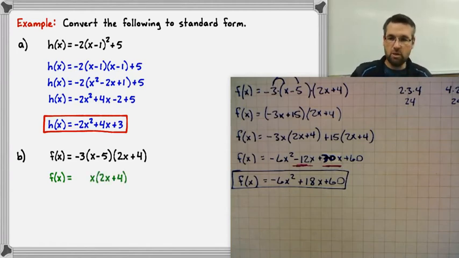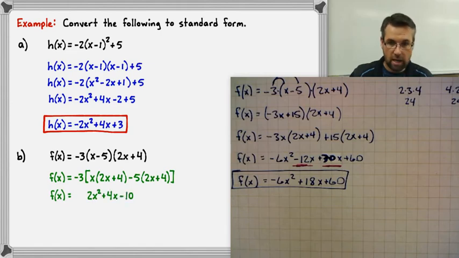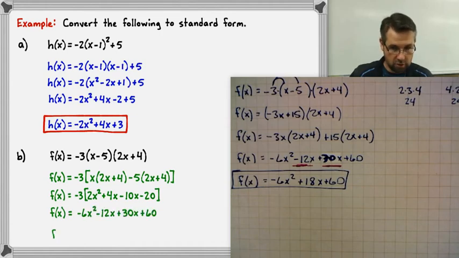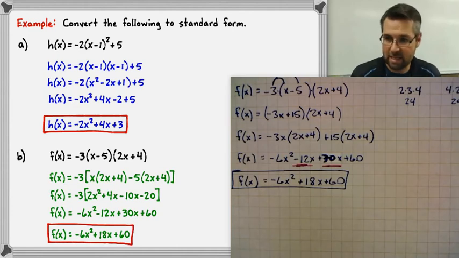You'll notice in the work that's on the PowerPoint, I actually multiplied the x minus 5 and the 2x plus 4 first. You can see I expanded all that out, and I dealt with the -3 after I multiplied those binomials. So I distribute the -3 and then combine like terms there. But ultimately, it's the same answer. So it didn't matter which order I did it in, whichever way basically you feel more comfortable.